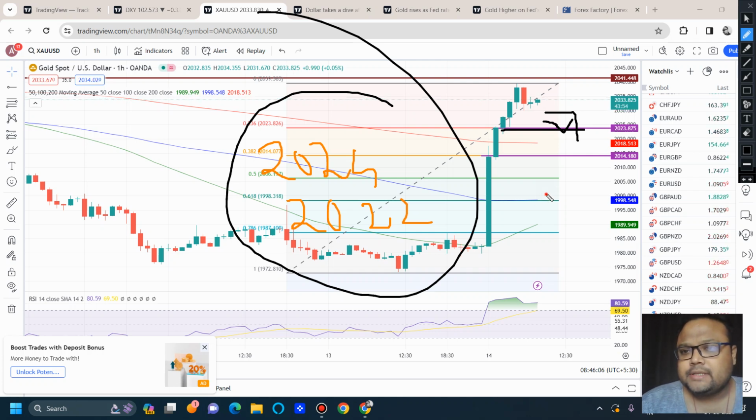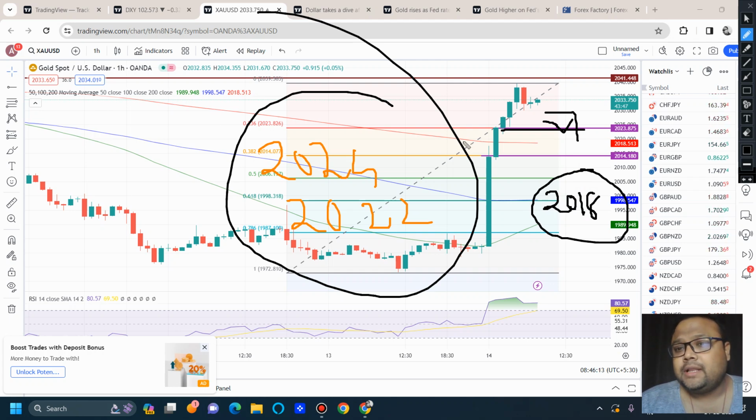The second support is coming around the 2018 level, but to be honest, I'm not sure about the level right here, because the level of 2018 we have derived from the 200 moving average here. So this is the 200 moving average.